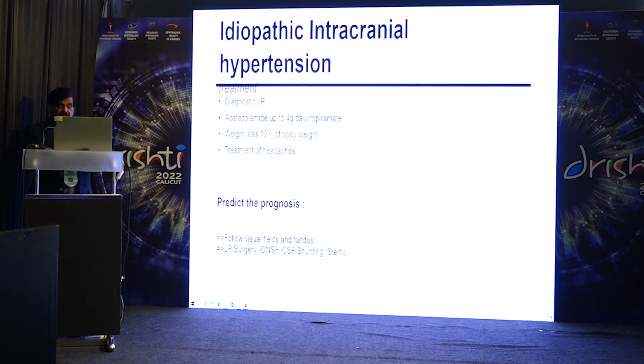How do we follow up these patients? The fields and the fundus serial examinations are the important things. If they do not respond, then only do you consider surgery, like optic nerve fenestration, CSF shunting, whether ventricular or peritoneal, or stenting of the transverse sinus. So these are the newer techniques with which we can deal with refractory IIH in spite of adequate medical treatment.